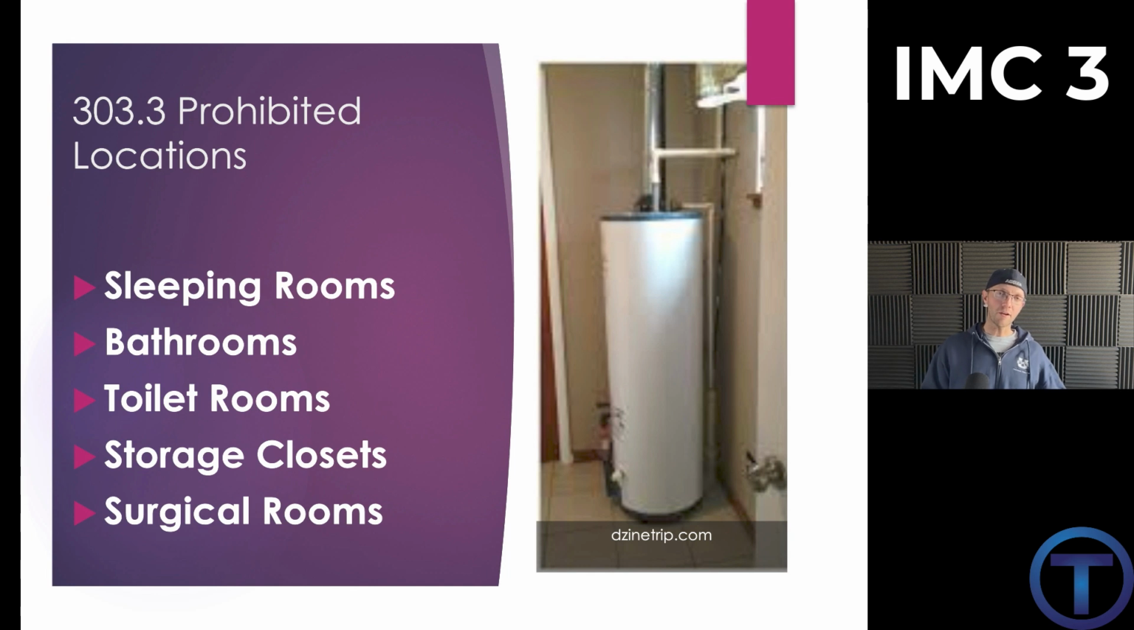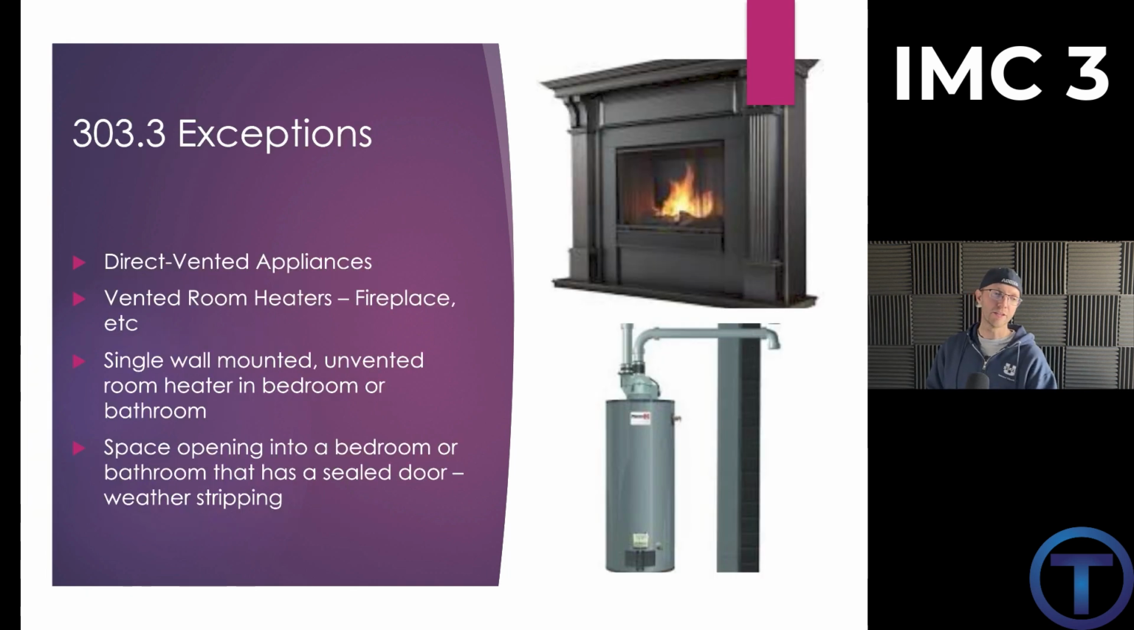We go on to 303.3. Here are some specifically prohibited locations, places where you should not put an appliance, namely sleeping rooms, bathrooms, toilet rooms, storage closets, and surgical rooms. However, they do give some exceptions, namely direct vented appliances. Now, why is that? Why do we even have exceptions?